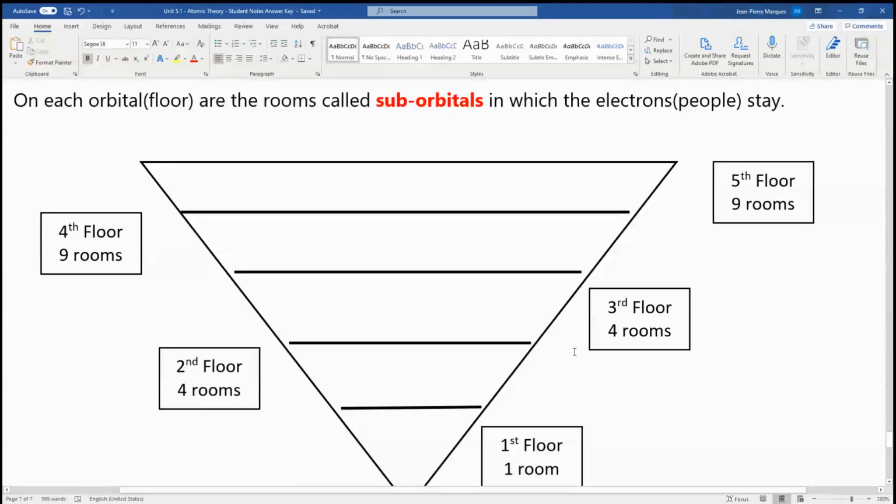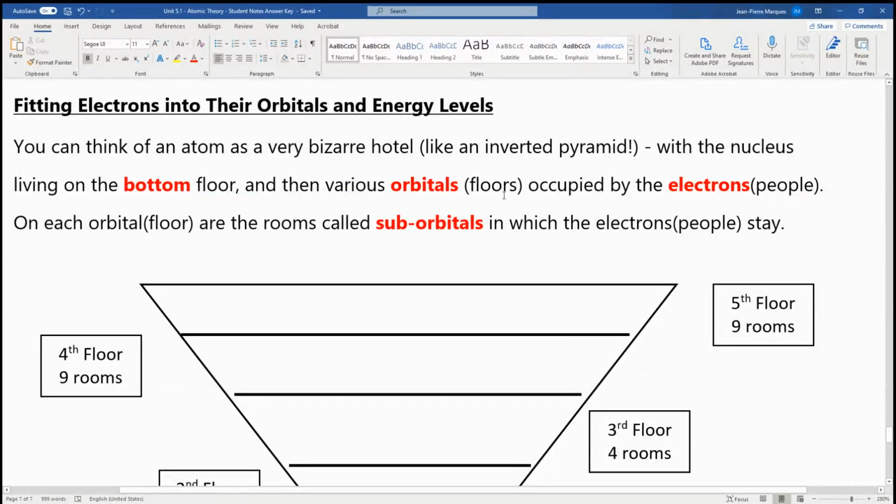Now, what are these floors? Well, in an atom, the floors are basically your orbitals. This is where you're going to find your electrons. So the orbitals are the floors, they're the structure of your actual atom. Now, the electrons are going to be placed into those orbitals. And just like in a hotel, if the floors are the orbitals, then the electrons are the people. They go into those orbitals.